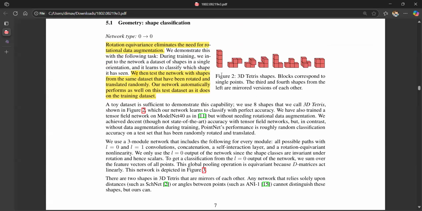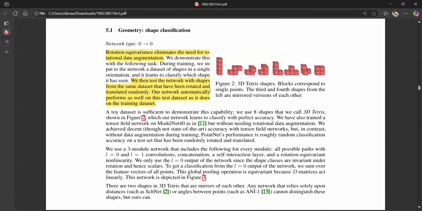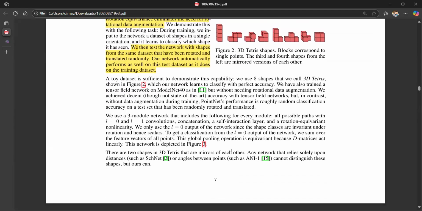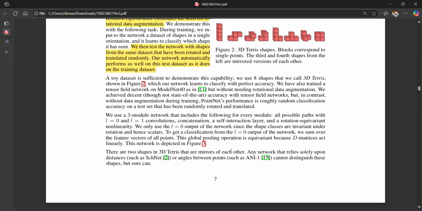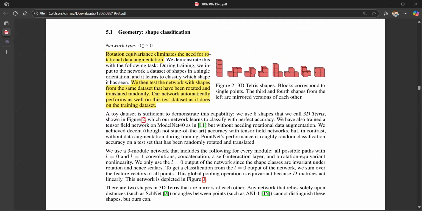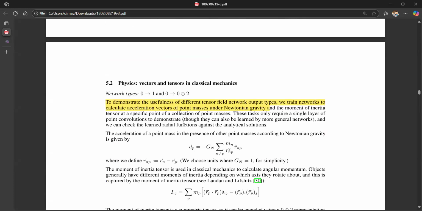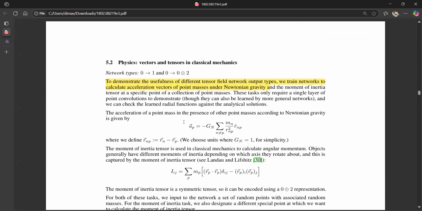So that's the kind of network. What does it even mean, 0 to 1 network? So you input a scalar, output a vector? No. Oh, okay, yes. Here, 0 to 1, not 0 to 0. What is 1?